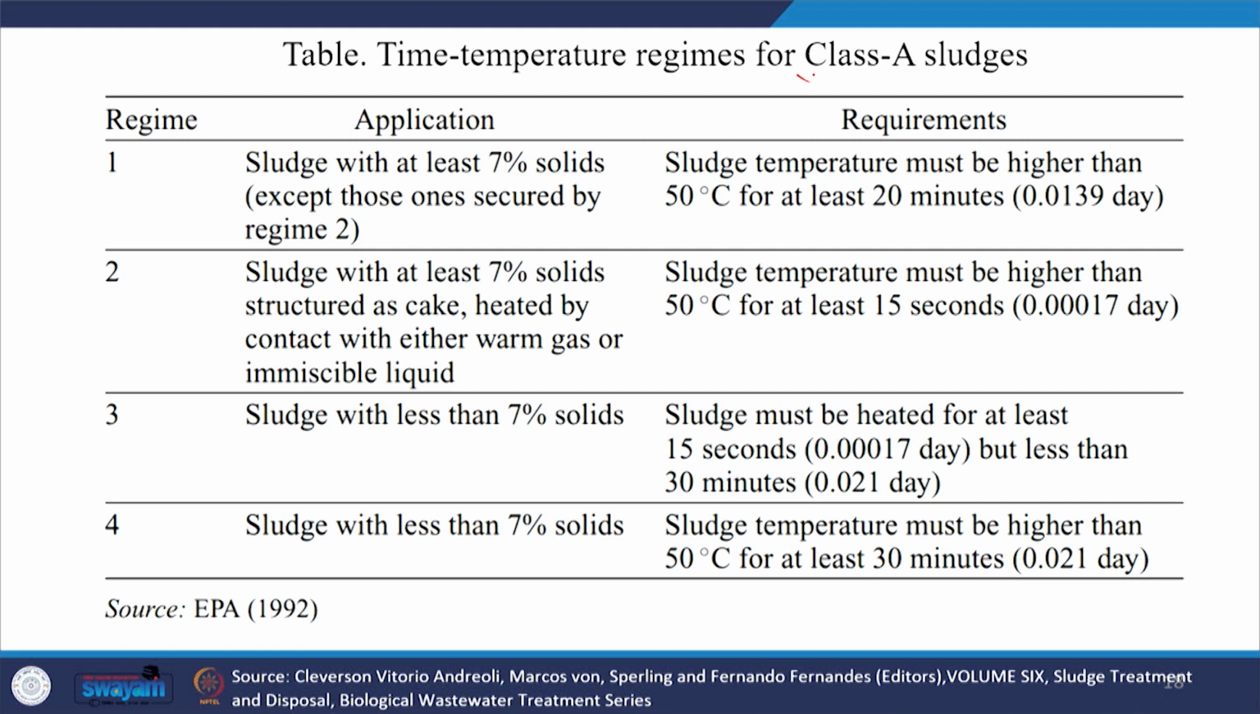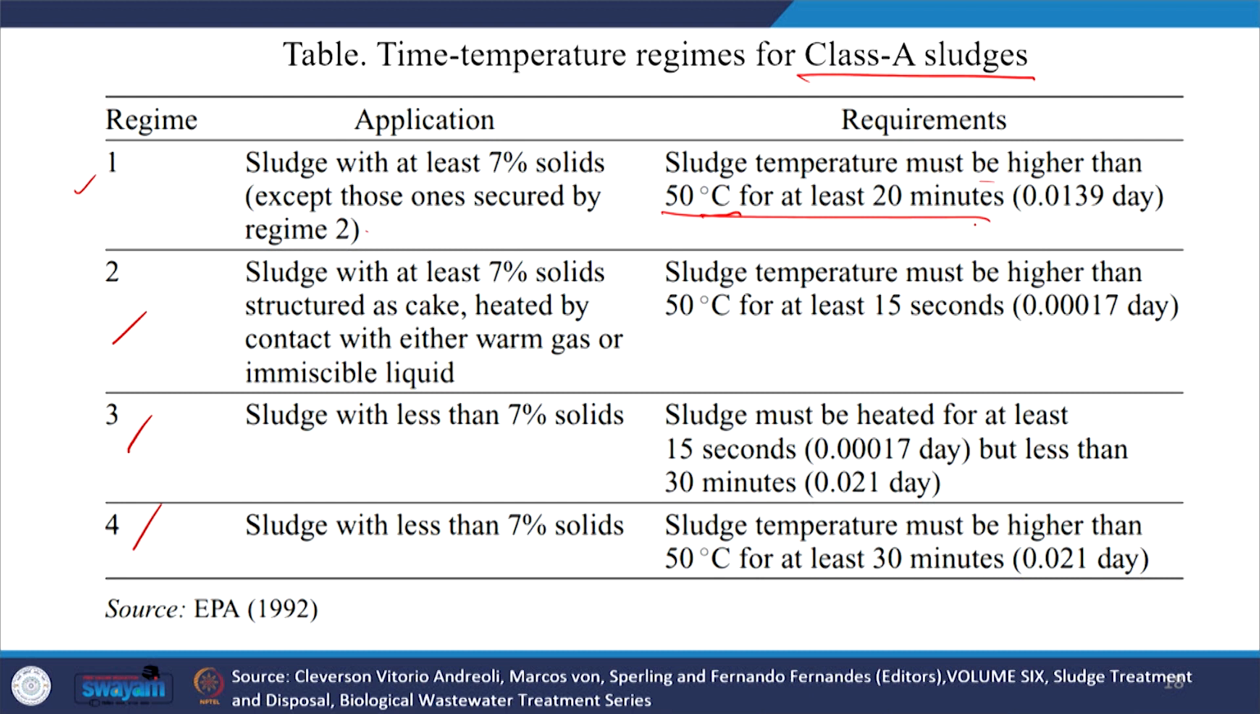We can see in the next table, which is shown in the next slide, the application and requirements of these 4 regimes for class A sludges. So, we have 4 different regimes: 1, 2, 3, 4. Regime 1 is for sludge with at least 7% solid content, except those covered by regime 2. For that, the sludge temperature must be as high as 50 degrees centigrade for at least 20 minutes. So, this is the exposure time.